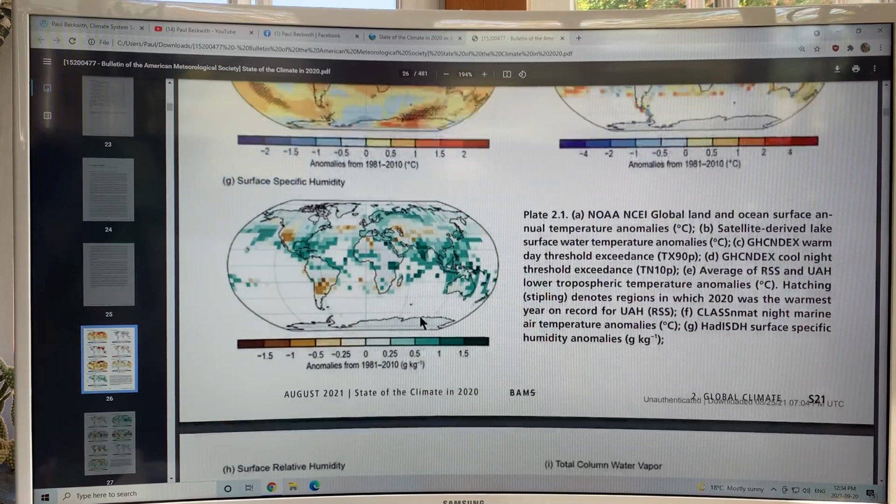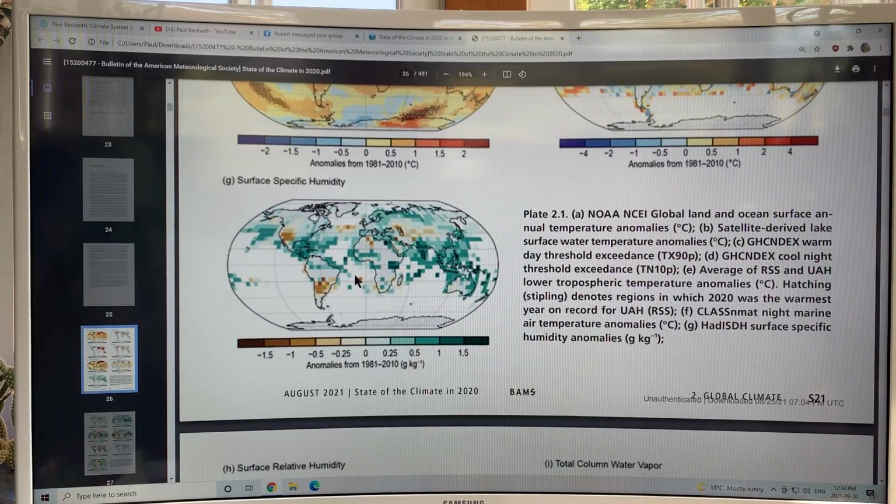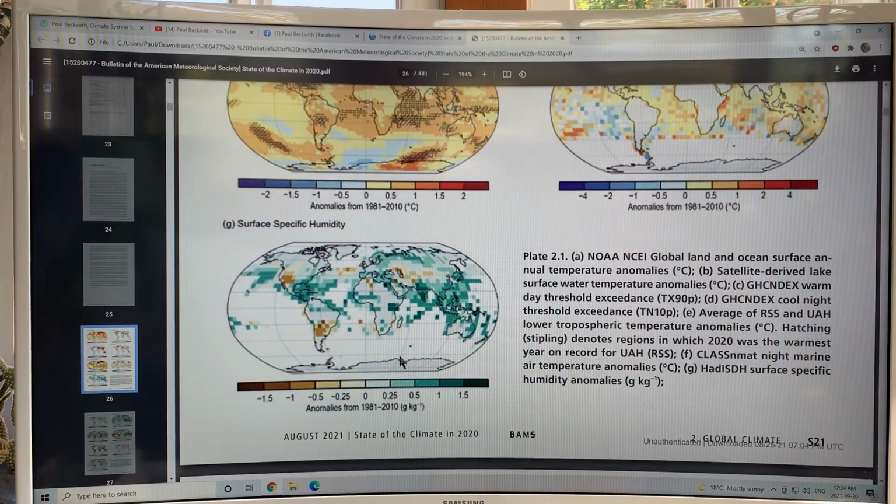Now, surface-specific humidity. Specific humidity is a ratio. It's the grams of water vapor in the air per kilogram of air. Okay, so it's just a ratio, and you can see that there's more specific humidity at the surface pretty much across the globe, with the exception of a couple bands where the Hadley cell goes down, loops up and around and comes down. These are the regions where the deserts are in the world.